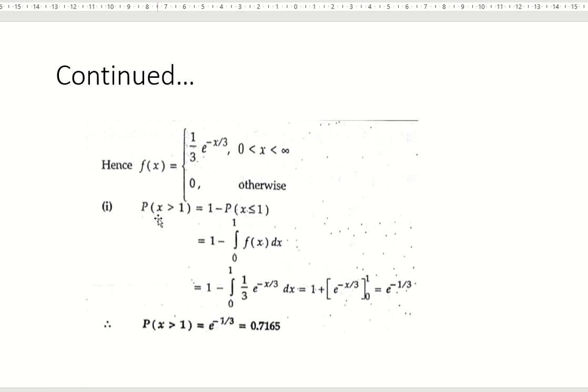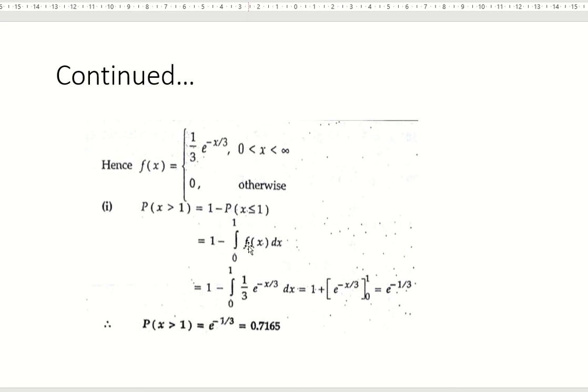Now what is the first condition given? P of x greater than 1 is given. Greater than 1 means you have to calculate 1 to infinity, or you can write it in the form of 1 minus p of x less than or equal to 1. If you consider 1 to infinity also, you will get the same. And if you take p of x greater than 1 as 1 minus p of x less than or equal to 1, also the same. So if you consider 1 minus p of x less than or equal to 1, that means what? Lower limit 0, upper limit 1. So integration of f of x dx 0 to 1.